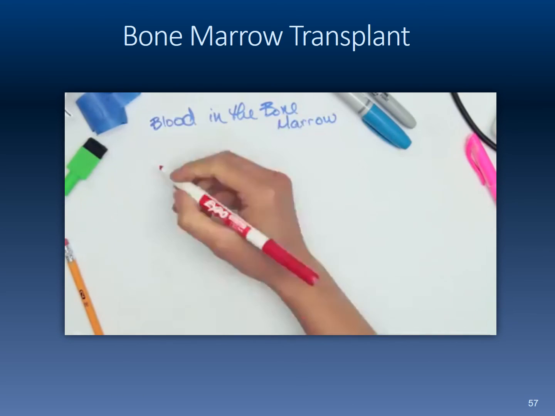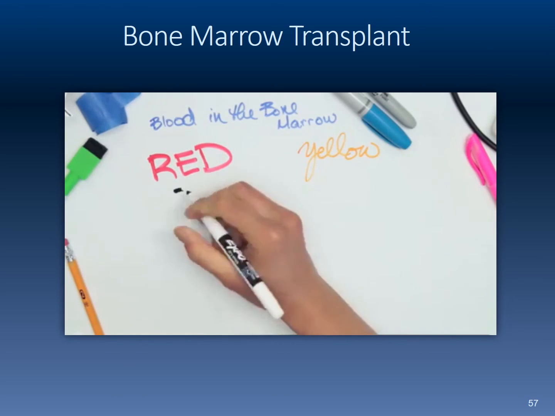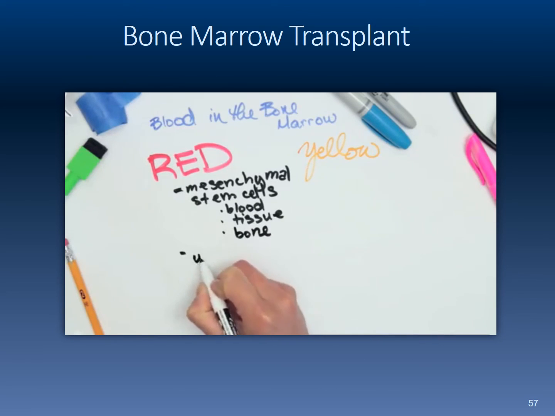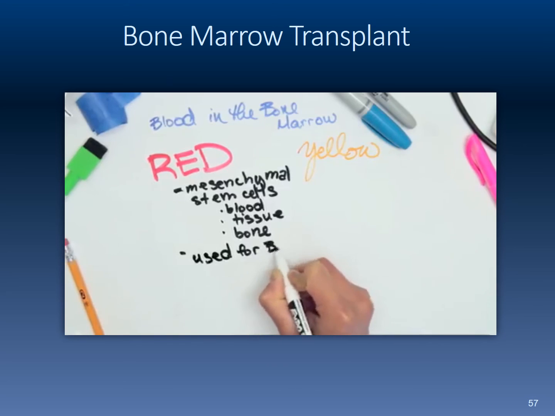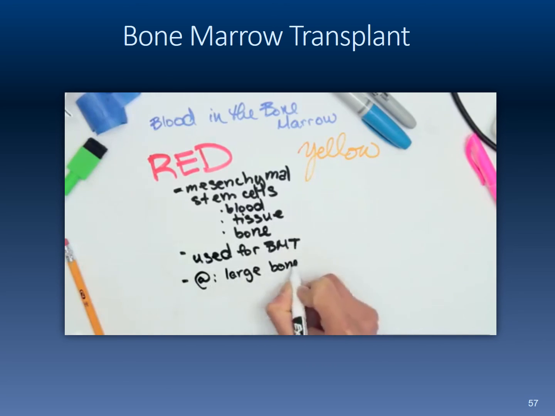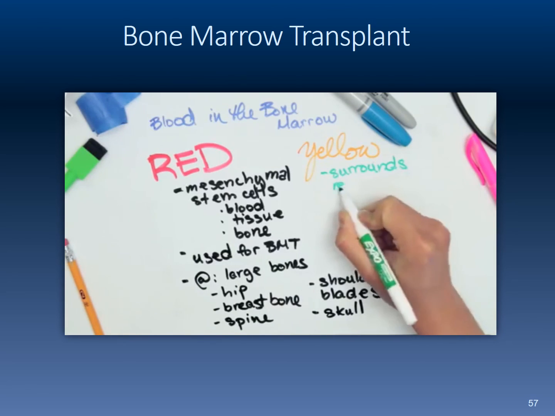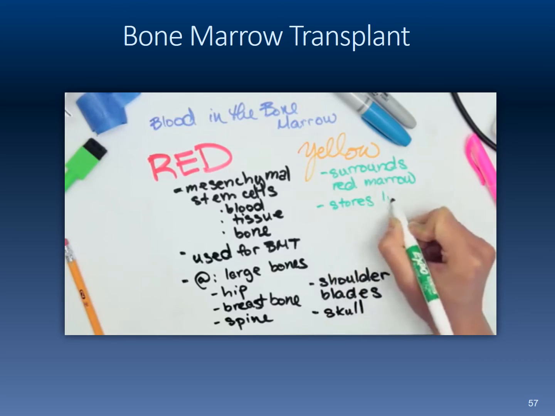There are 2 types of bone marrow, red and yellow. Red bone marrow produces mesenchymal stem cells that can become blood, tissue, and/or bone cells. Red bone marrow is what is used in bone marrow transplant and is found in the larger bones of the body, which are the pelvis, sternum, vertebrae, clavicle, and skull. Yellow bone marrow, on the other hand, surrounds the red bone marrow and stores lipids.